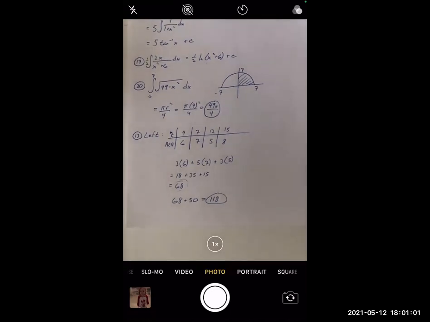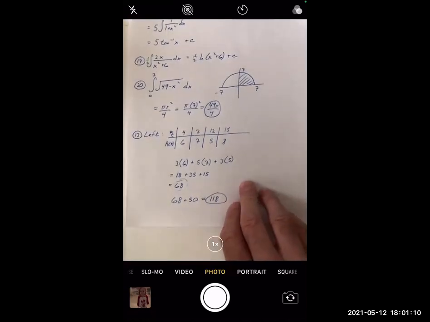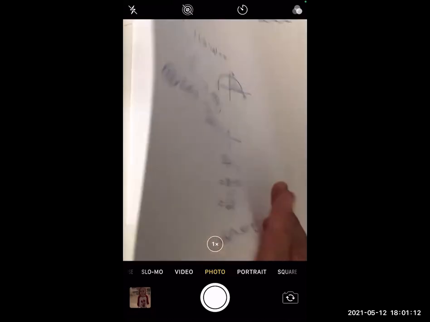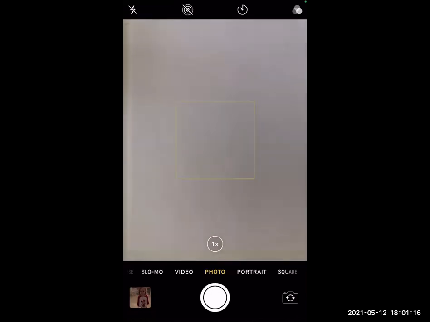Okay. Do you have any other questions about exam 4? Number 14. It's the one with the graph. Yeah.